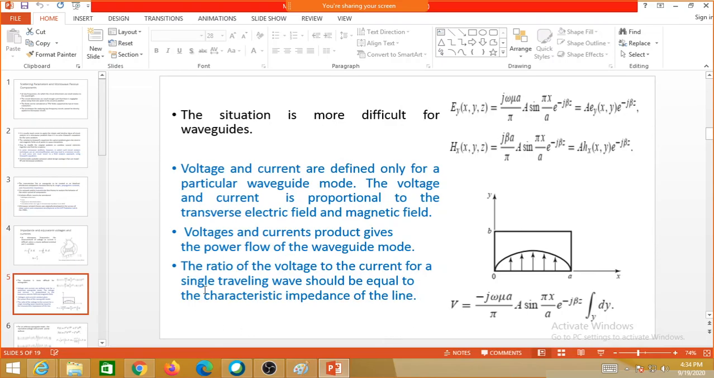Okay, so now the ratio of voltage to current for a single traveling wave should be equal to the characteristic impedance of the line. If you take the forward wave, because in the waveguide there will also be a reflected wave along with the forward traveling wave, and take the ratio of voltage and current of the forward wave, you will get the impedance of the forward wave, and you can get the similar for the reflected wave. Okay, so this is about the characteristic impedance.